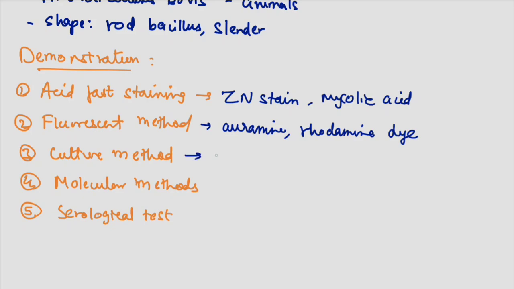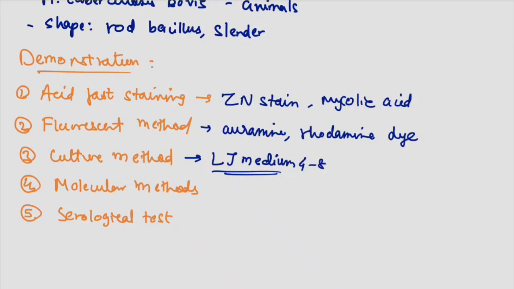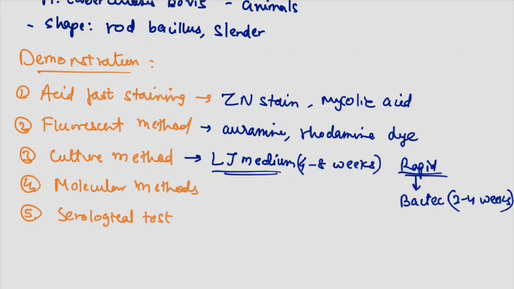Then we have culture methods where we use the Lowenstein-Jensen medium, which is the most specific for tuberculosis, but it takes 4 to 8 weeks for the result. For rapid testing we use Bactec, which gives us results in 2 to 4 weeks. Then in molecular methods, we use radioimmunofluorescent assay, and in serological tests we check for the antibodies.